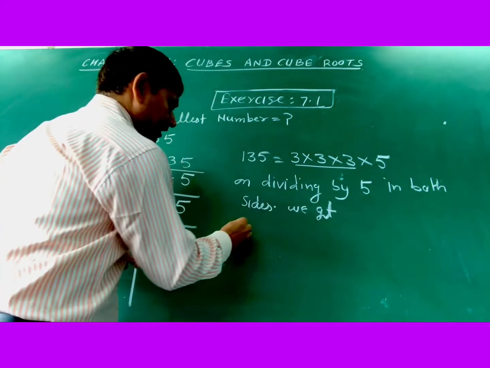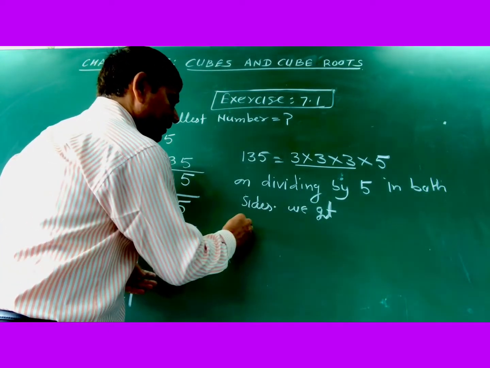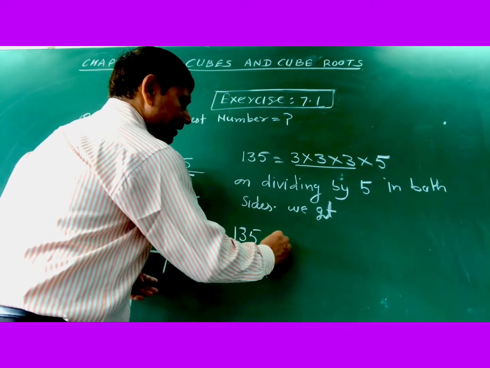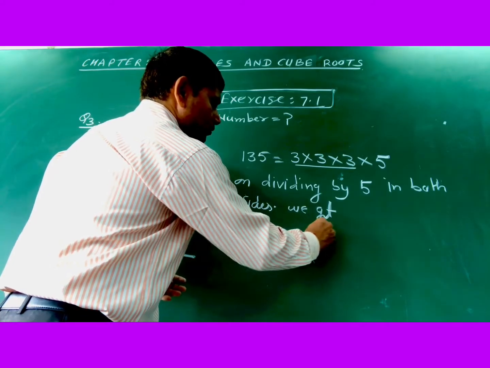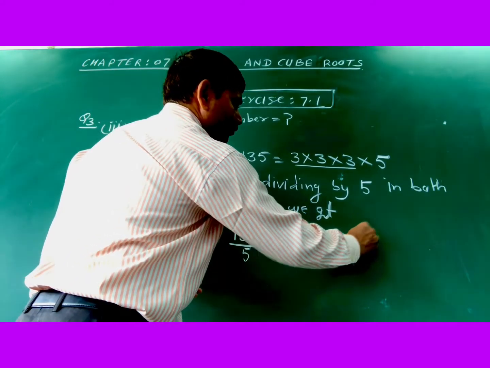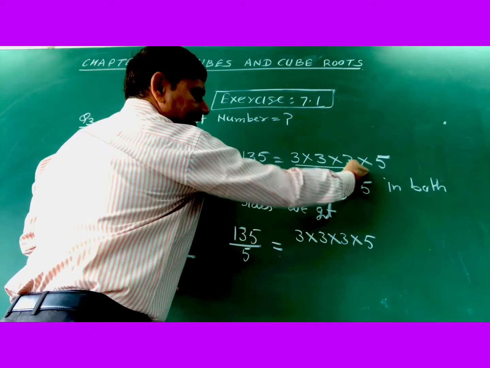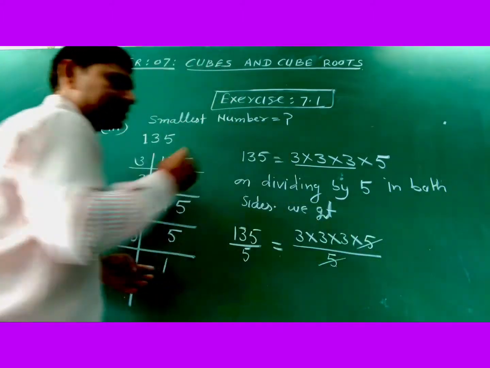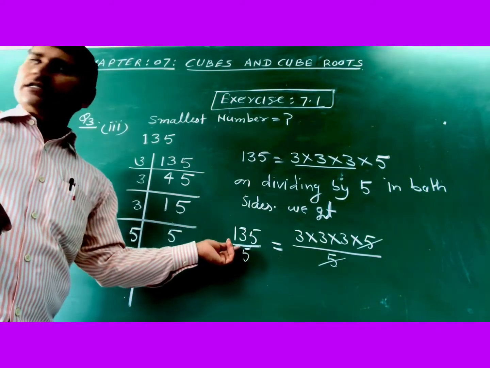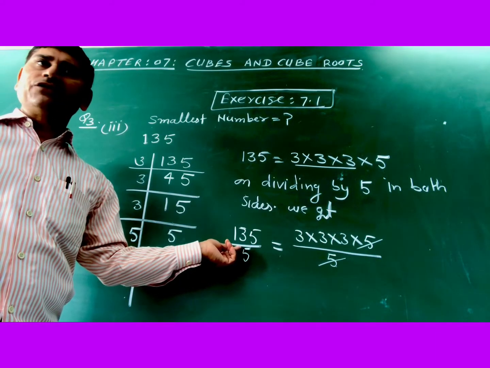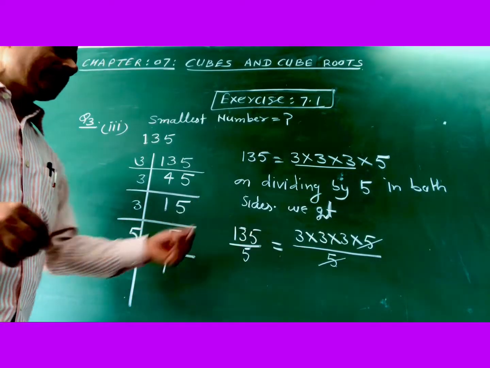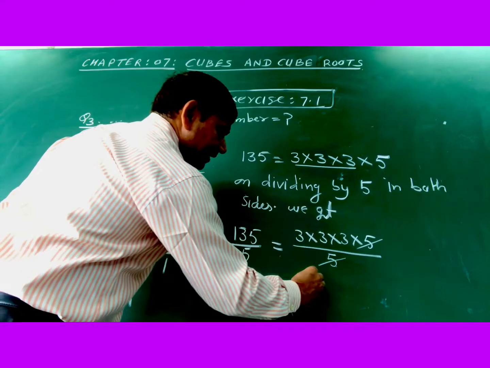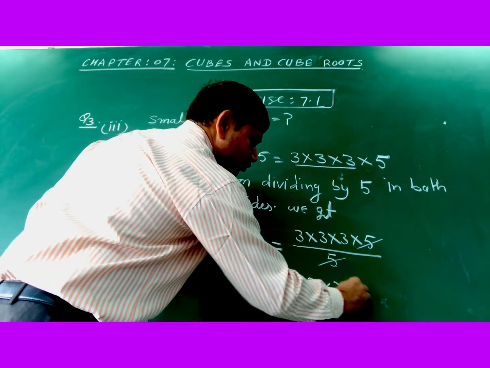we get, dear, you can see this is 135 divided by 5, and here is 3 into 3 into 3 into 5 on the right-hand side, which is also divided by 5. So 5 and 5 cancel out. And 135 if you divide by 5, you will get 27. And here is 3 into 3 into 3.